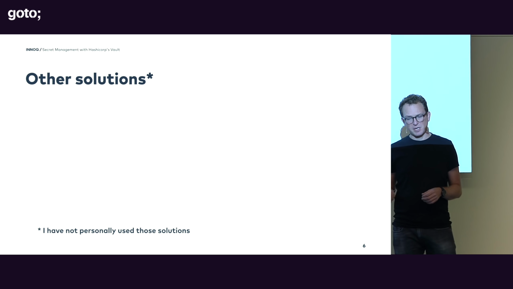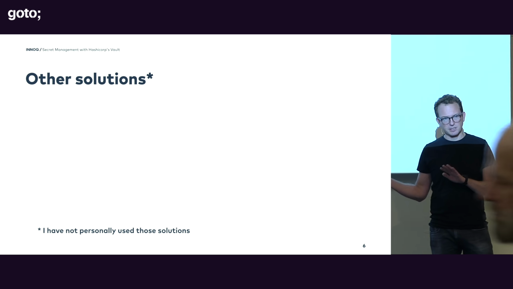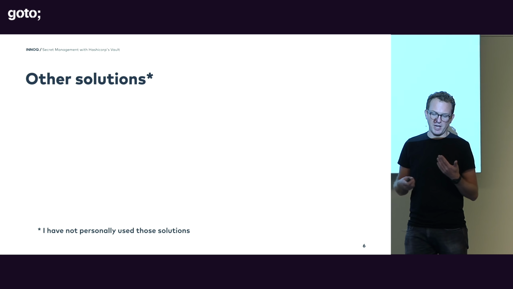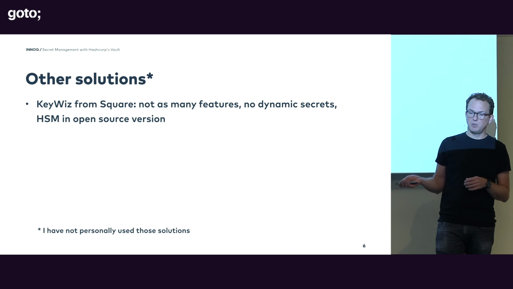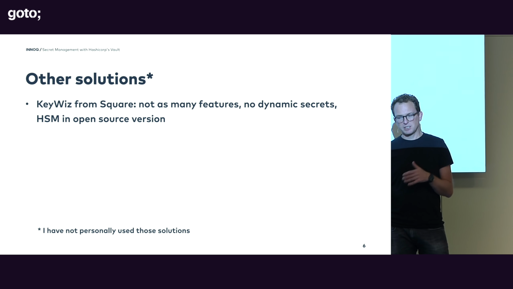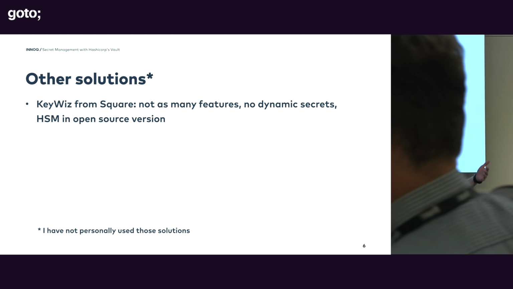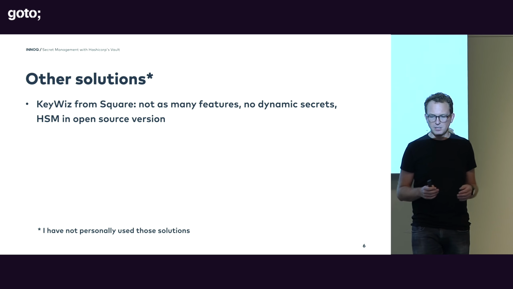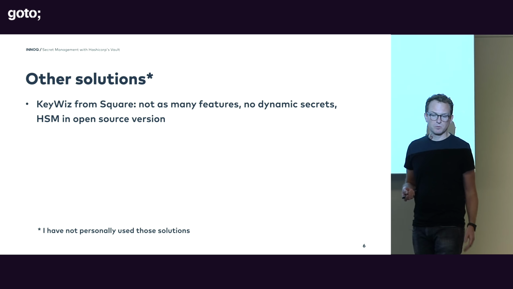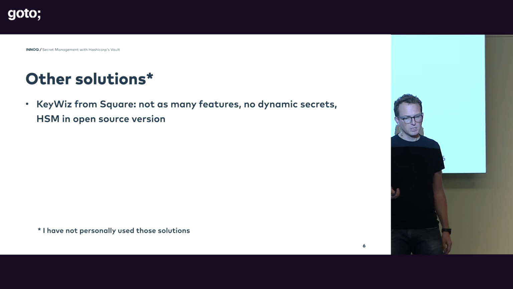Other solutions in the same space, if you look for something like that, and disclaimer, I haven't used any of those actively. I just read the documentation or played around with them briefly. There is Keywhiz from Square. It doesn't have as many features. It doesn't have so-called dynamic secrets. I will talk about dynamic secrets later. Big plus, it has HSM, hardware security module support, in the open source version.